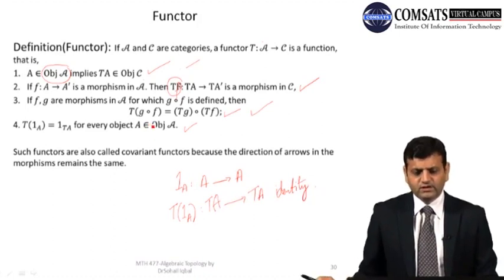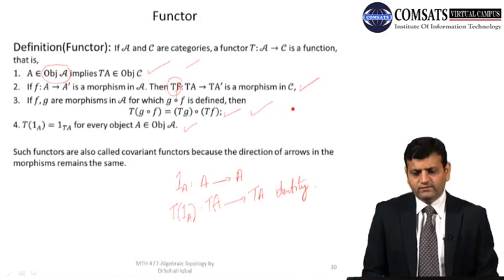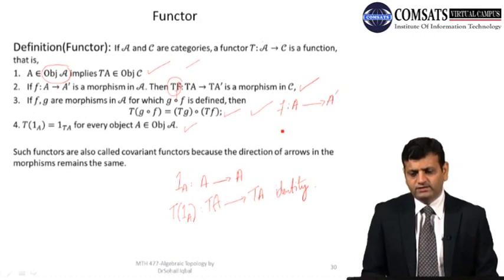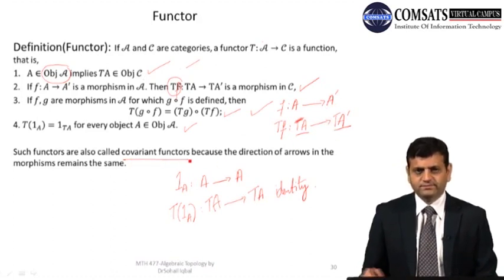Such functors are called covariant functors because the direction of arrows in the morphisms remains the same. If we have a morphism f from A to A prime, then Tf is also a morphism from Ta to Ta prime. You can notice that T does not change the direction of the arrows. If it's from A to A prime, then it will be from Ta to Ta prime, so it's a covariant functor.